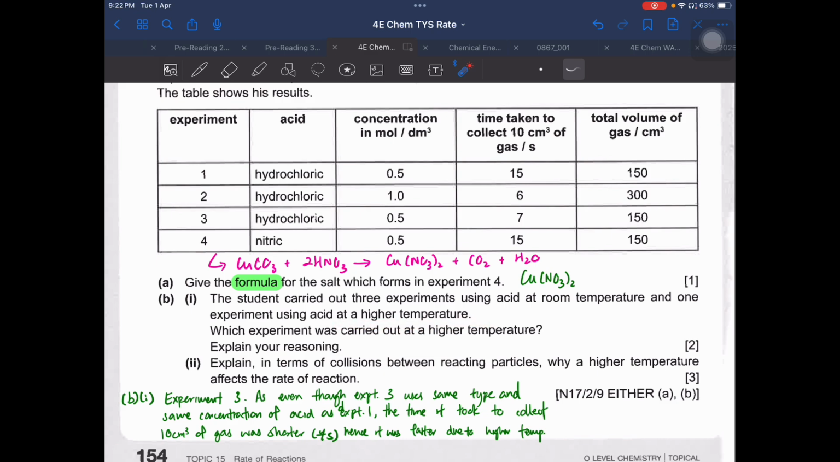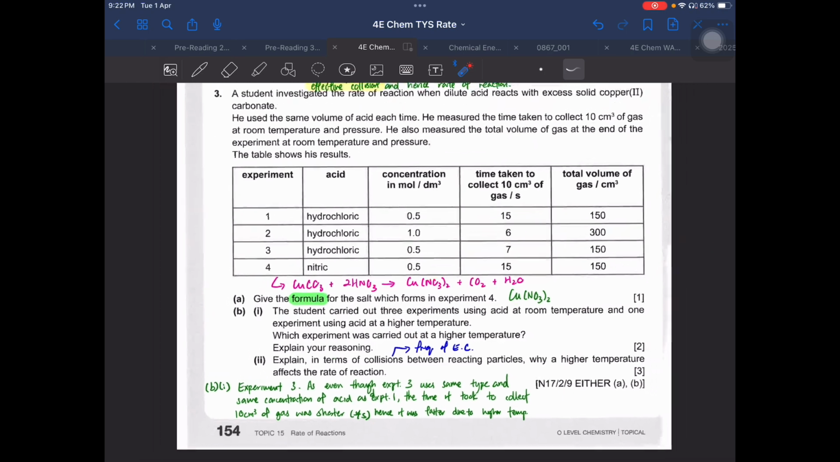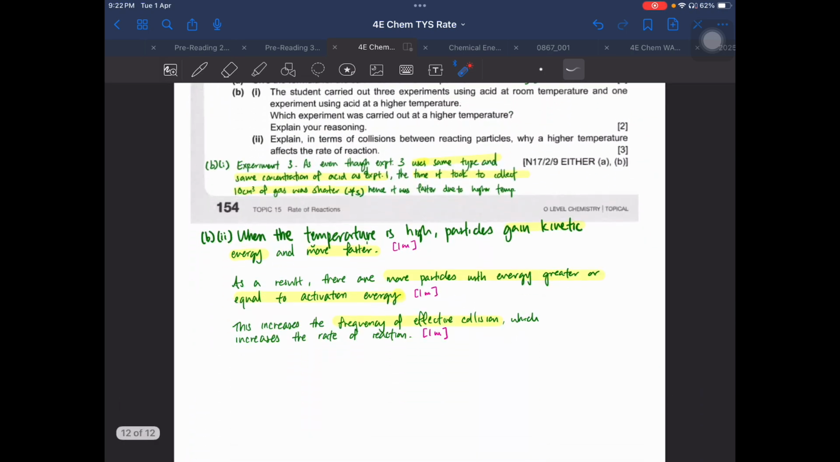Alright, and then we take a look at B part 2. Similarly, the question is asking you to explain in terms of collision. This means our concept of frequency of effective collision must come in, right? And when we talk about temperature, we need to talk about the number of particles with energy greater than or equal to the activation energy, right? And therefore for the last part, the answer will be as follows over here, right?